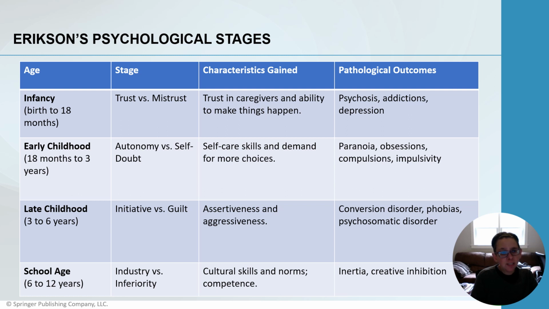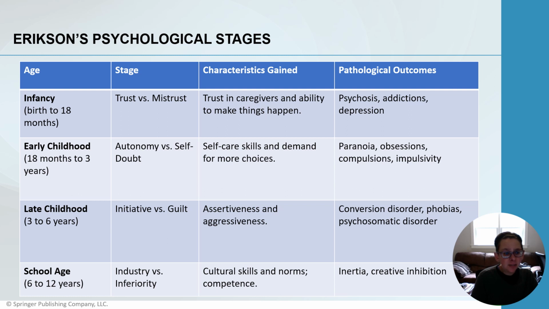So infancy, trust versus mistrust. We have autonomy versus self-doubt. And you'll see this in kids, if you see younger kids, initiative versus guilt. These kids that are really guilty, are they assertive or are they aggressive? Do they have phobias? Psychosomatic symptoms? Initiative versus guilt. I see this in little kids.